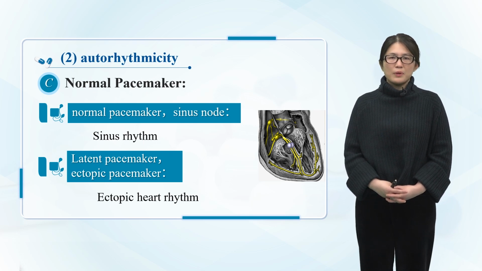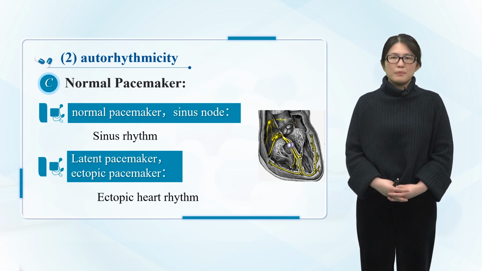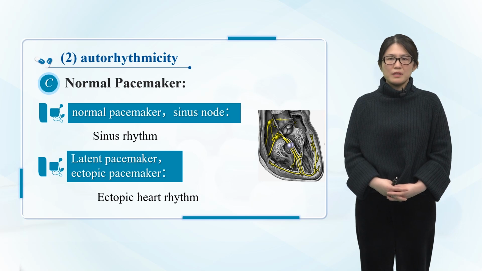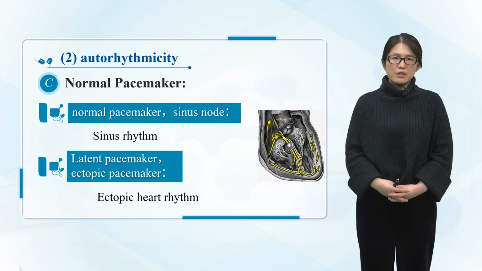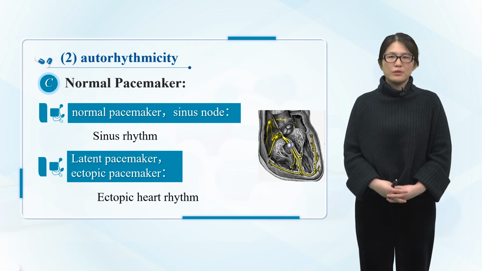These so-called potential pacemakers show their pacing effect only when the normal pacemaker is dysfunctional or conduction is impaired. They can then replace the sinus node to generate transmissible excitation and control the activity of the heart. The abnormal pacing site at this time is called the ectopic pacing point.